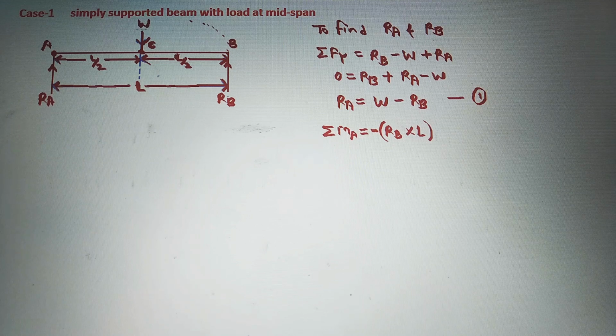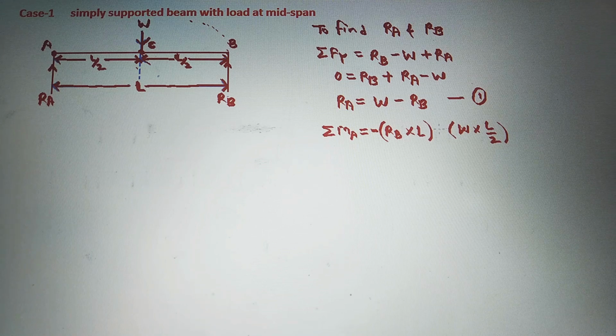Next we will take the moment of this load which is acting at the mid span. That load is capital W, and the magnitude of the moment will be W into L by 2. See here, W into L by 2 is the perpendicular distance of this load W from A. Now the direction of moment: with respect to A, this W has a clockwise moment, so it will be taken as positive.